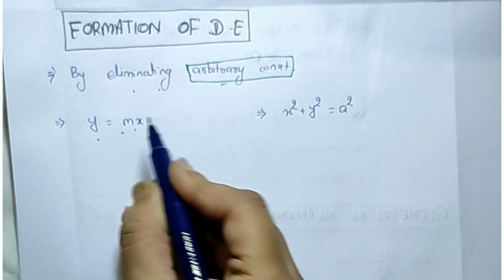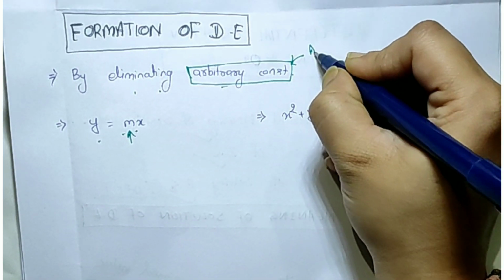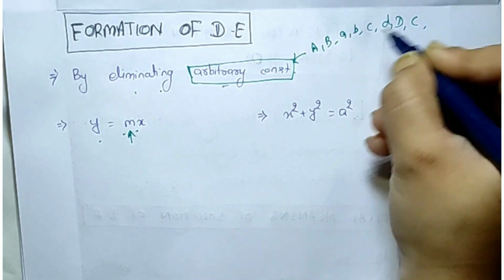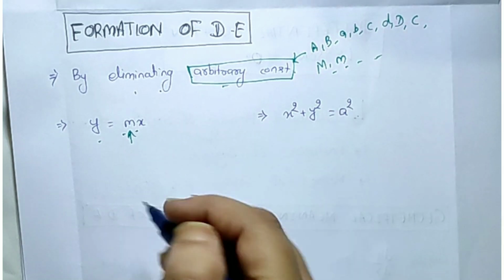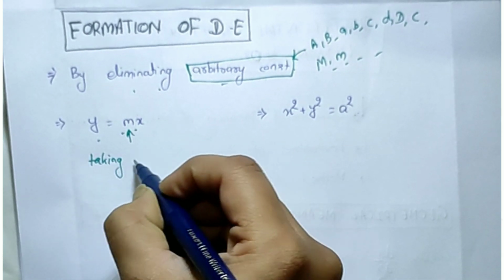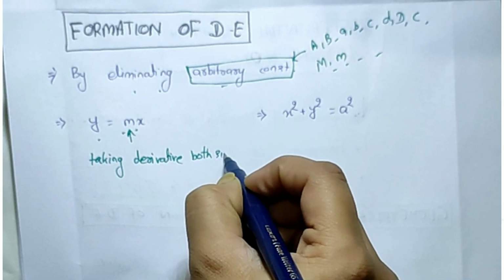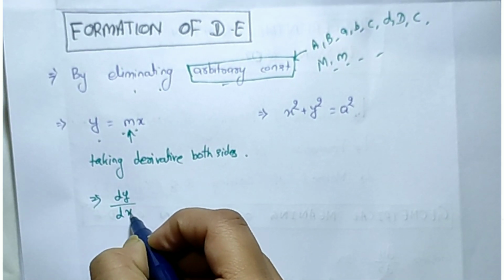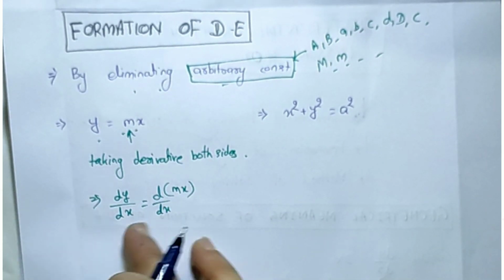Let y is equal to mx. Here m is the arbitrary constant. We have to know that a, b, c, d, or capital M or small m, all these are arbitrary constants. So now to eliminate this arbitrary constant, first we take the derivative of both sides. Implies that dy by dx is equal to d by dx of mx. We are taking the derivative on both sides.